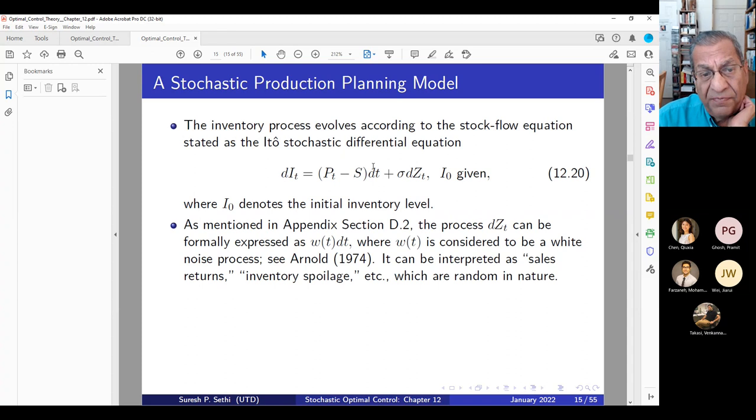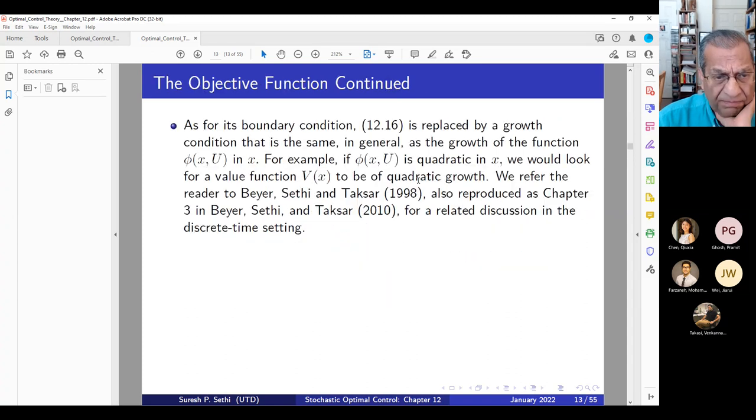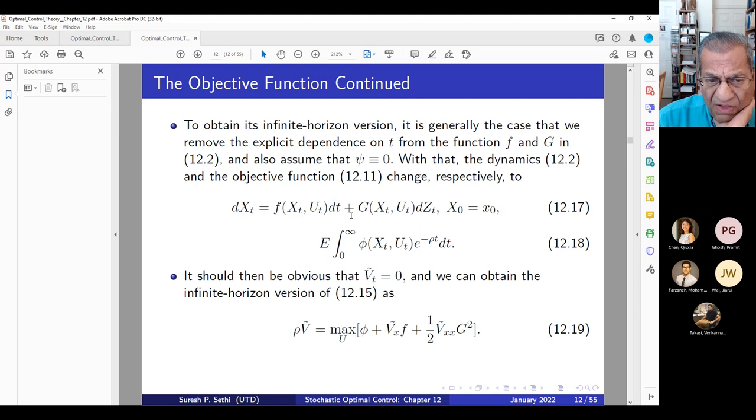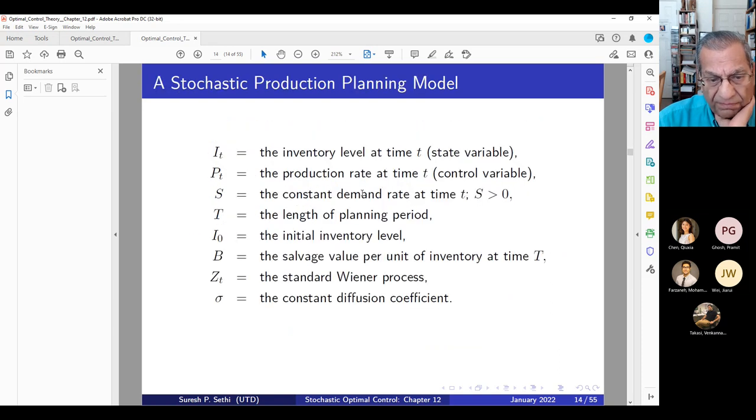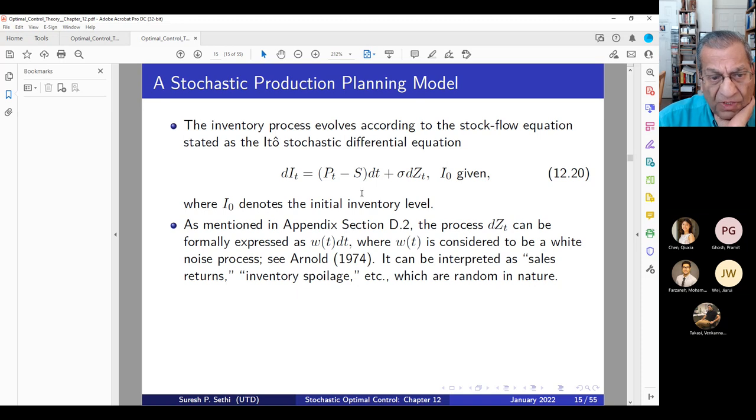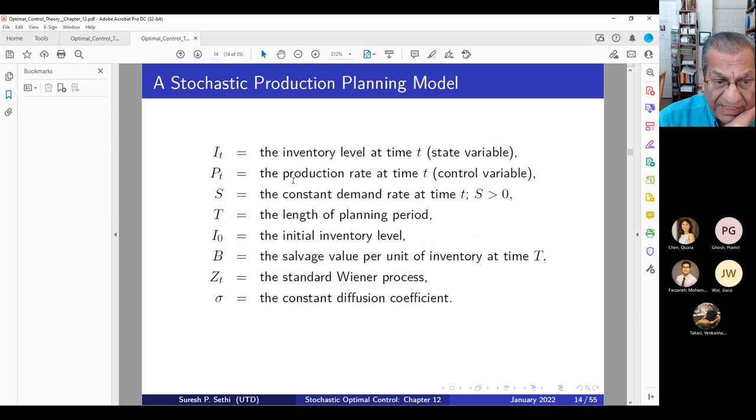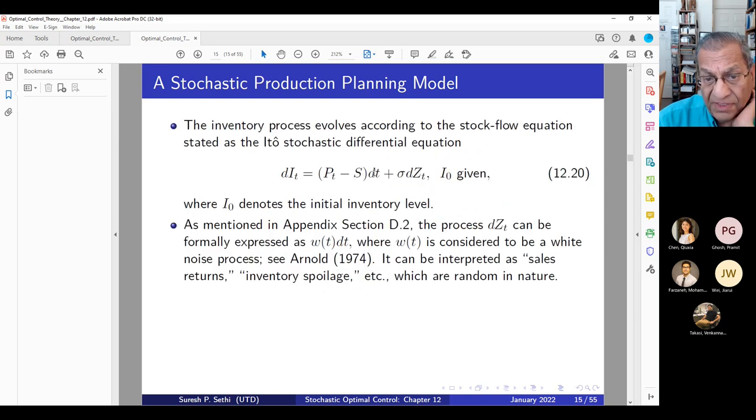Oh, the word diffusion just arrived here. It turns out that when you solve this equation, you get the stochastic process xt. When there's a Wiener process here, then this stochastic process xt is called a diffusion process or Markov diffusion process. That's just the terminology. So It would be a diffusion process. dIt is very clear. It's production minus sales times dt, plus a random term, sigma dZt.